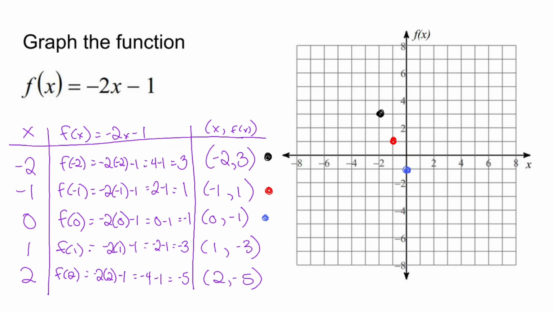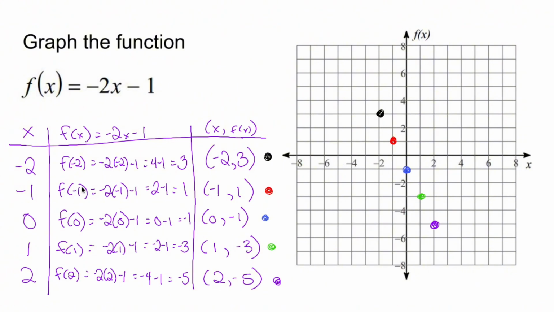Now I have 1, negative 3. So this has me going right 1, down 3. So start at 0, 0, right 1, down 1, 2, 3, put a dot there. And last but not least, I have 2, negative 5. So start at 0, 0, right 2, down 1, 2, 3, 4, 5. Now you will see that what I got are a bunch of dots in a straight line.